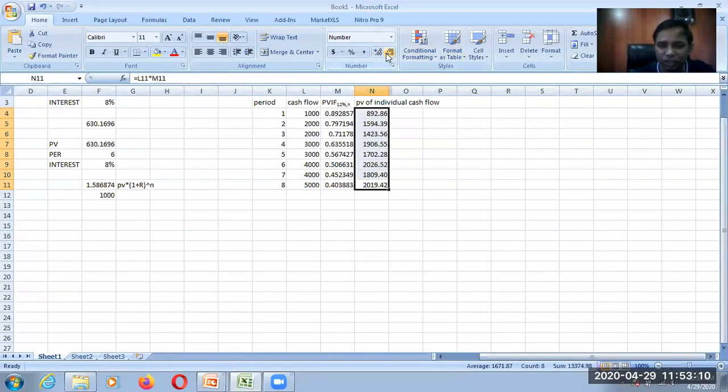If I convert it into 0 decimal points, then this is how it will look like. So 893, 1594, 1424, 190, 708. It is all because of decimal points. And this is how you can find out the present value of uneven cash flow.